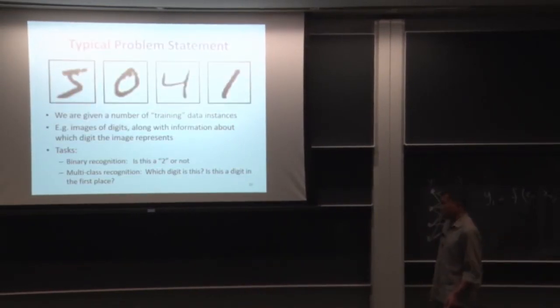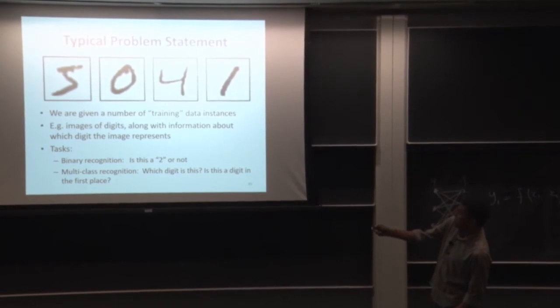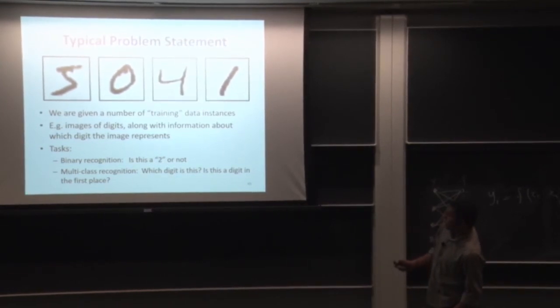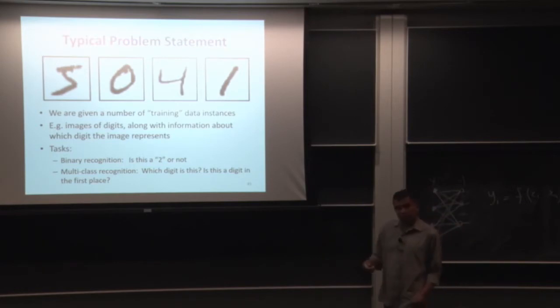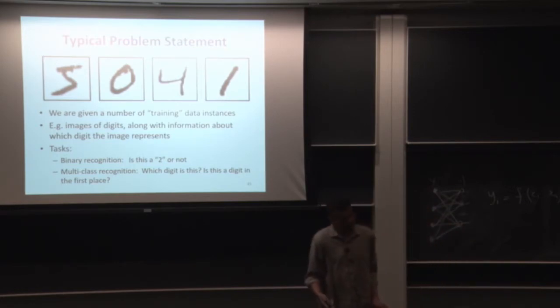So here's a typical problem statement. You'll be given a bunch of data, training data instances like images of digits along with information about which image represents which digit. For binary recognition, you'd have tasks like is this a 2 or not. For multi-classes, it's going to be which digit is it? Or even is it a digit in the first place?